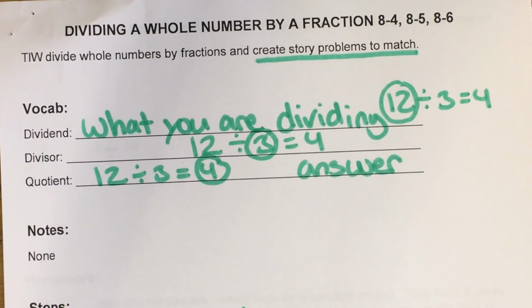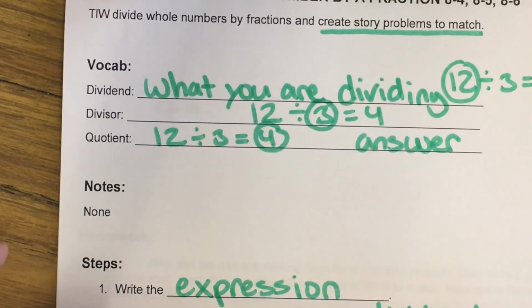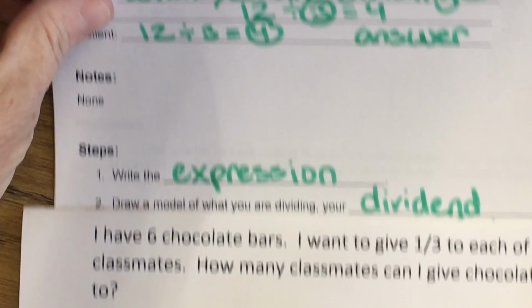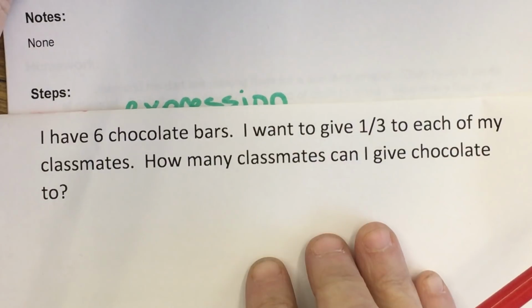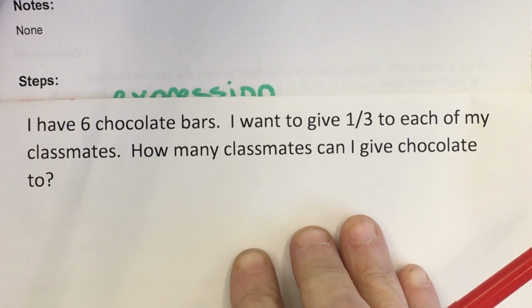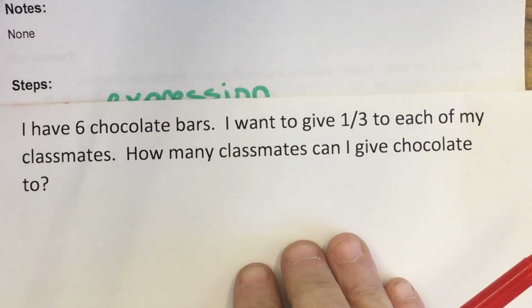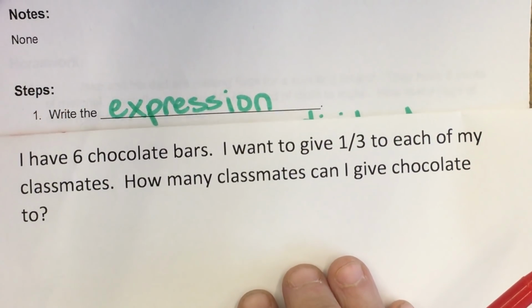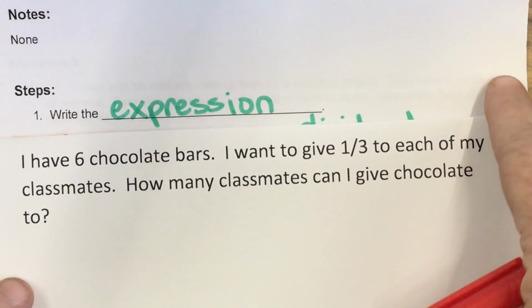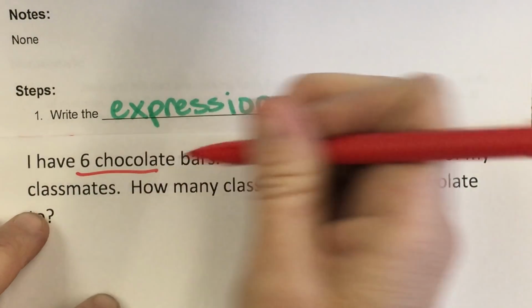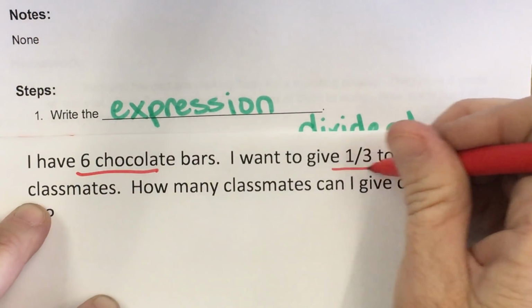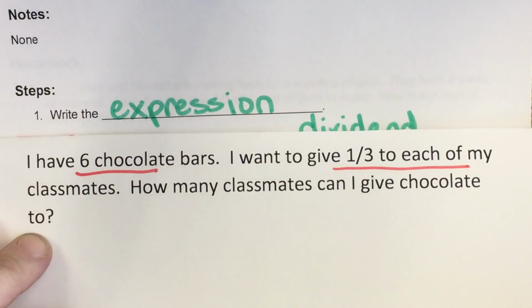Okay, let's try another one, ready? Okay, my next problem says, I have 6 chocolate bars. I want to give 1/3 to each of my classmates. How many classmates can I give chocolate to? Okay, so first I need to come up with my expression. Well, I have 6 chocolates and I'm gonna give 1/3 to each of my classmates.